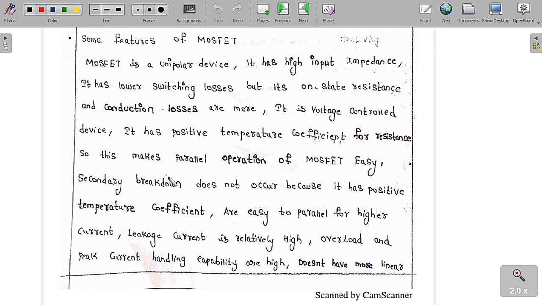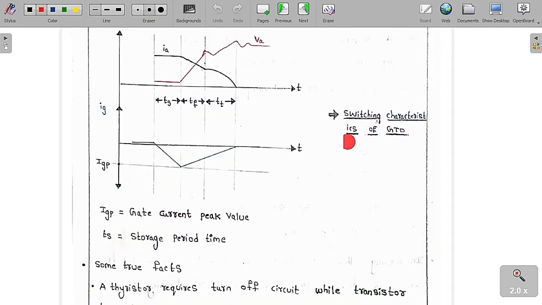The amount of power dissipation in the MOSFET we can write as a function of the drain to source capacitance. Now we are going to draw the switching characteristics of the GTO. GTO is a fully controlled device, and also it is a unidirectional device with a bipolar structure. These are the switching characteristics of a GTO. Here, this is the anode current. The anode current is going to decay, and the voltage across the GTO is going to increase.